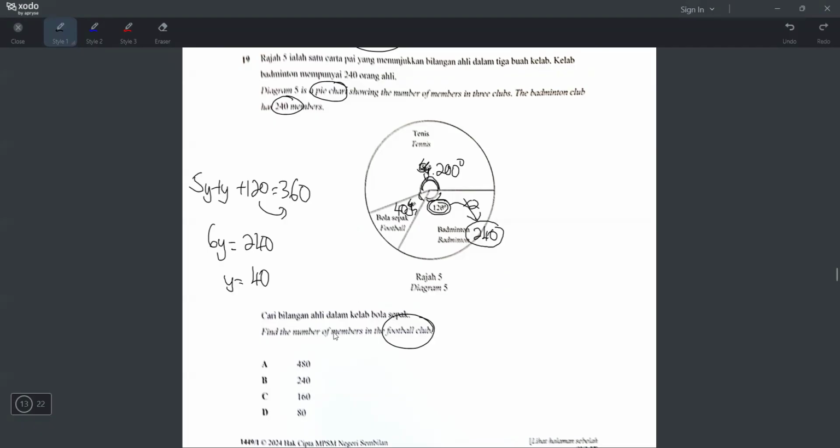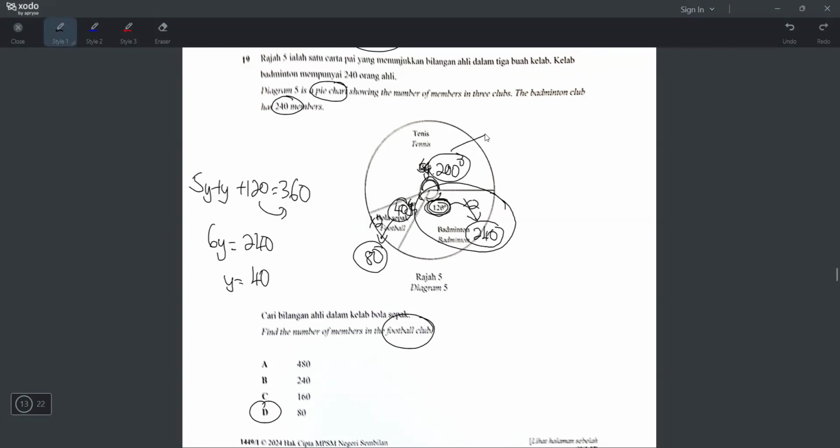Now they want to find the number of members in the football club. The number of members in football is not 40, that one is in degree. I have to times 2, then only I get the number. So the answer is D, 80 members. You understand why I have to times 2? Because I mentioned already, to convert angle to number of members, you times 2. 120 times 2 you get here, so this one also times 2.